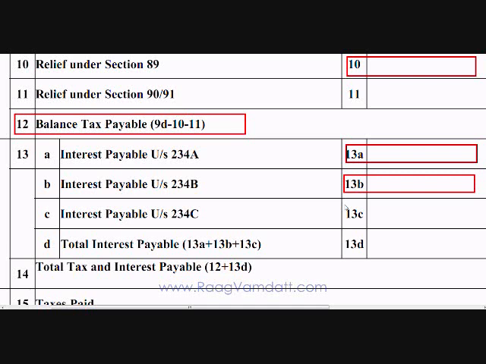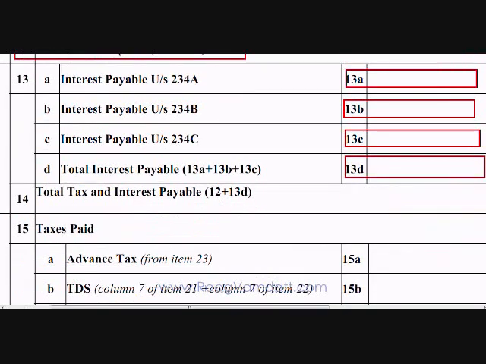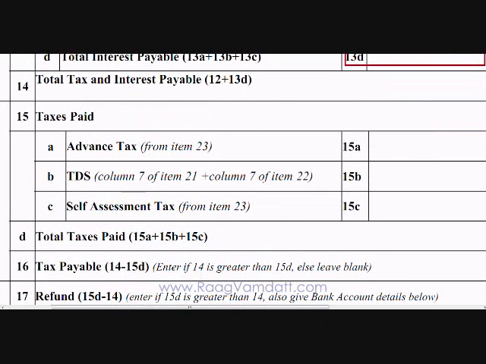Add the amounts from boxes 13A, 13B and 13C and put it in box 13D. This is the total interest. Add the amounts from box 12 and box 13D and put it in box 14. This is your total income tax liability for the year, and this is the amount payable by you to the Department of Income Tax.